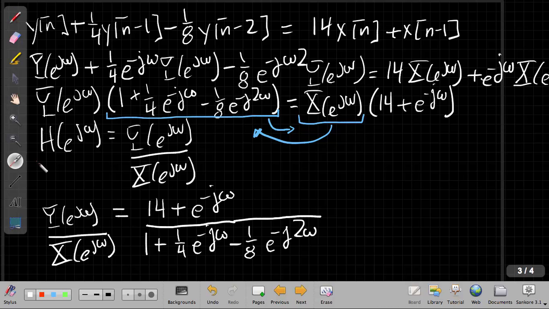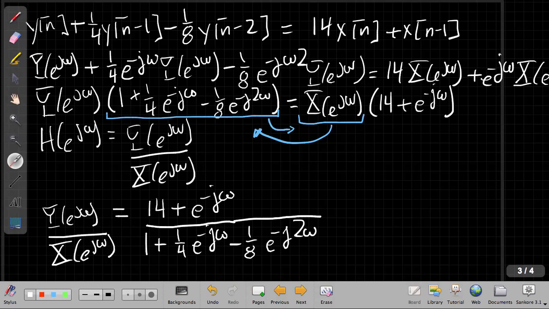I can use my pointer for a second. If I multiply both sides by X of e to the j omega, those two terms would give me this back. If I multiply both sides by this denominator, this 1 plus 1/4 e to the minus j omega minus 1/8 e to the minus j2 omega, it would end up here in the numerator on the left-hand side, and I'd have my original equation. So here's the first step. If I were asked to find the frequency response of the difference equation, I'd be done. I'd have it right here.